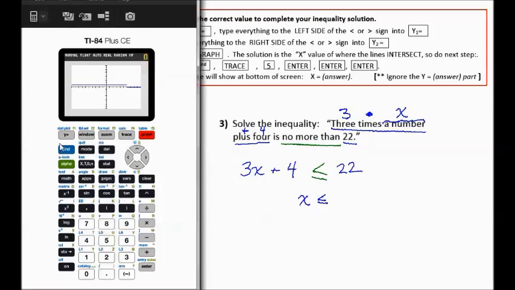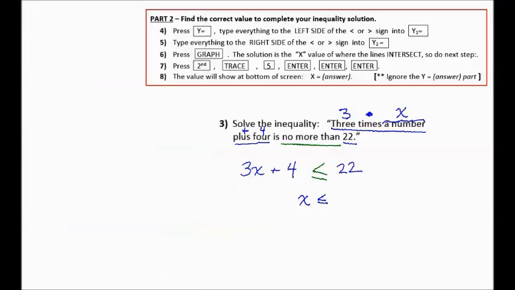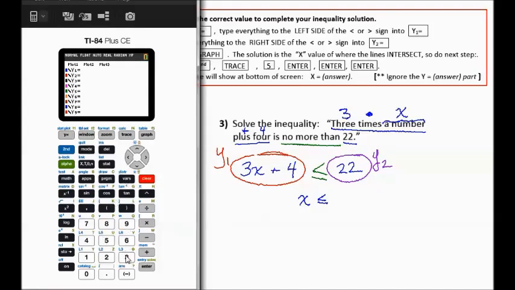To do that, we go back to our calculator, go to y equals. You can clear whatever you have there because now we are going to enter the left-hand side of the inequality in y1 and the right-hand side, which in this case is just one single number, in y2. So that would look like this, 3x plus 4. And below that, just the number 22. You're going to hit graph, and you may not see both graphs.